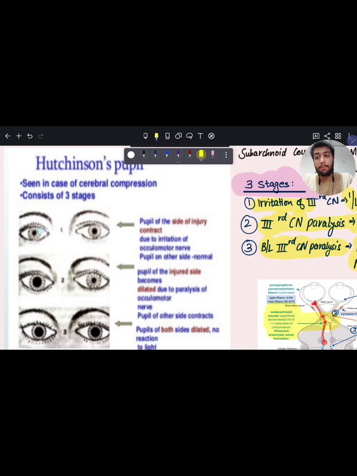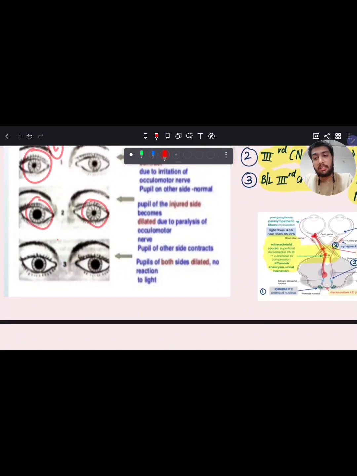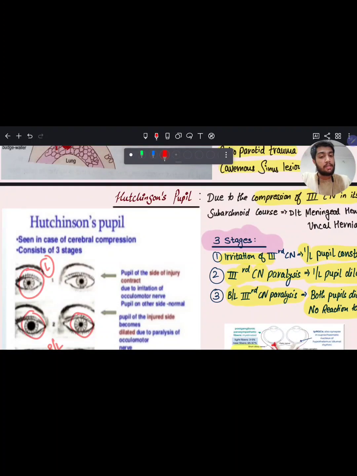If you just observe both the pupils, on the left side you can observe in stage 1 the left pupil is constricted and the right pupil is normal, and in the second stage the ipsilateral side will dilate while this side is normal. This is dilated when the third cranial nerve is paralyzed. And in the final stage there is bilateral dilatation of the pupils, and this is what Hutchinson pupil is. There are three stages. The first stage is the irritation, which will cause constriction. The second stage is third cranial nerve paralysis, which will cause ipsilateral pupil dilation, and in the third stage there will be dilation of both the pupils.